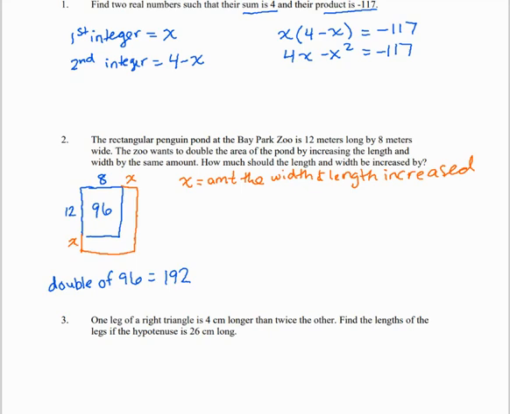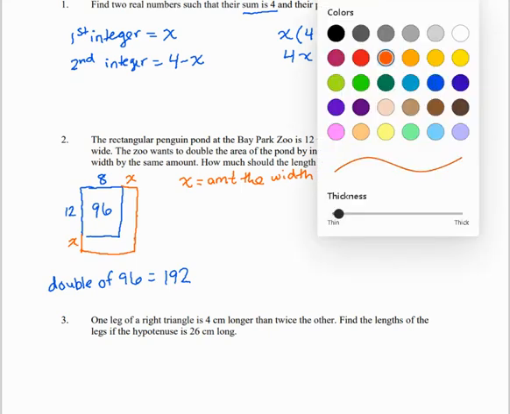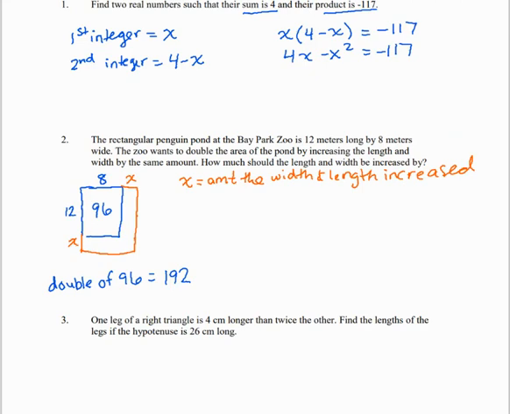Well, how do I represent the new area? That new area is going to have a width of 8 plus x, a length of 12 plus x, and we know length times width has to equal area. So at that point, you should FOIL it out, make your equation equal 0, and then choose whichever method you like to solve.